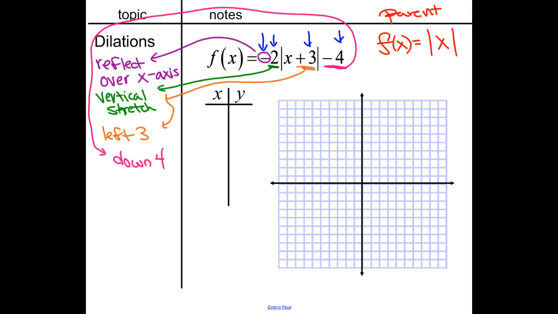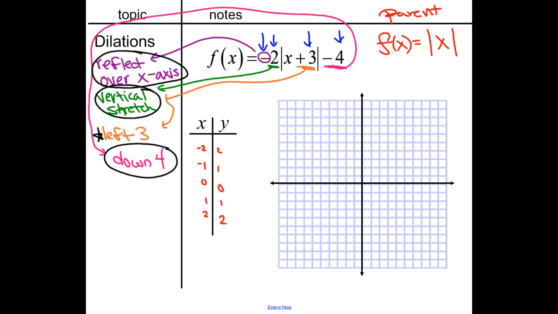All right, so now again, I'm going to go circle, star, etc. I'm going to circle the ones that affect the y's. That means the stuff that's on the outside. This is going to affect the y, this is going to affect the y, and this is going to affect the y. So we only have one thing affecting the x values. So let's fill in our normal x's that we use for this parent function.